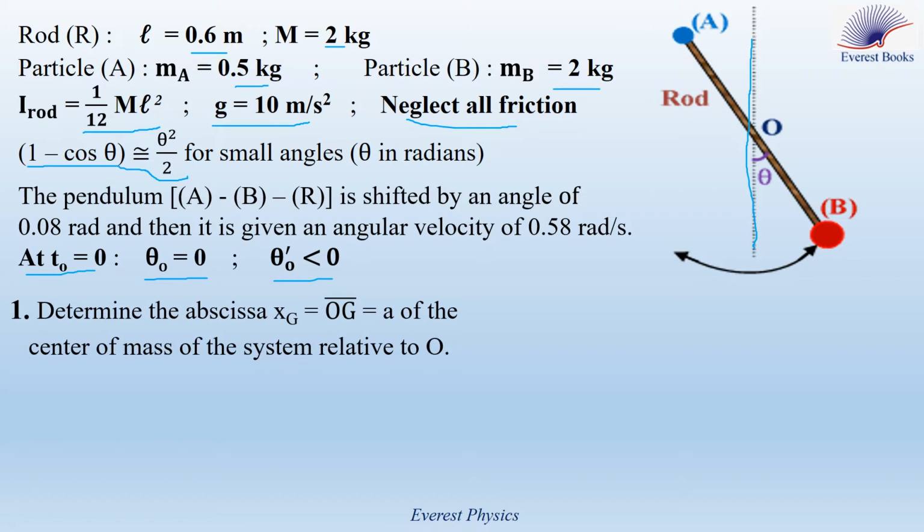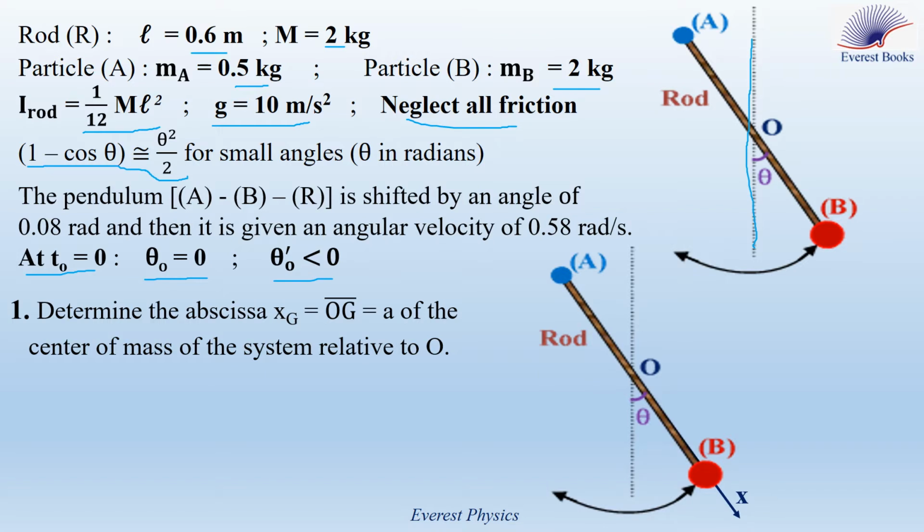Determine the abscissa xg equal OG equal a of the center of mass of the system relative to O. Now to determine the center of mass of the system, we need to draw an x-axis on the figure. So the origin of the x-axis is O, and it extends positively from A to B as shown in the figure. Now recall that the expression of the abscissa of the center of mass is MA XA plus MB XB plus M XO over MA plus MB plus M.